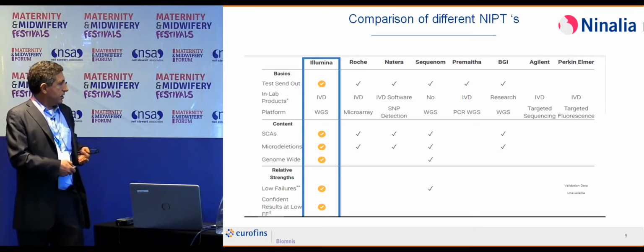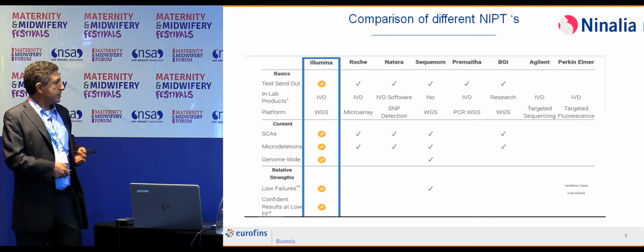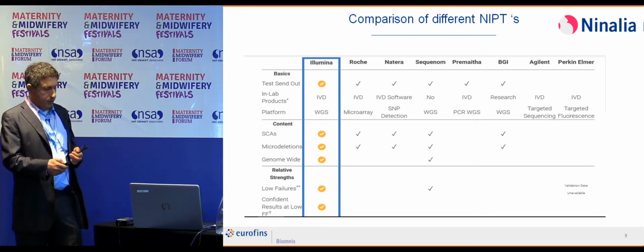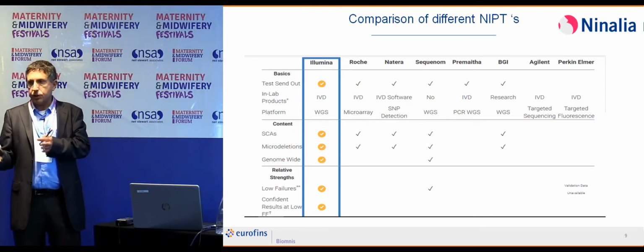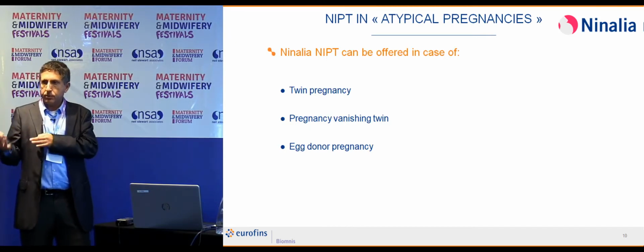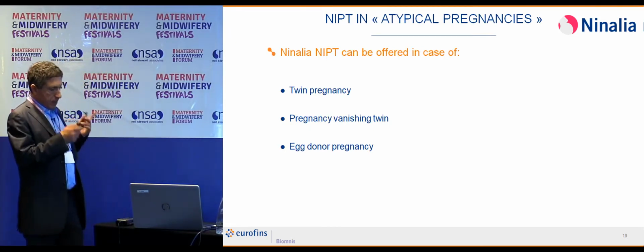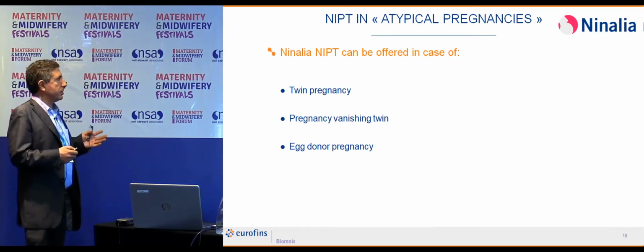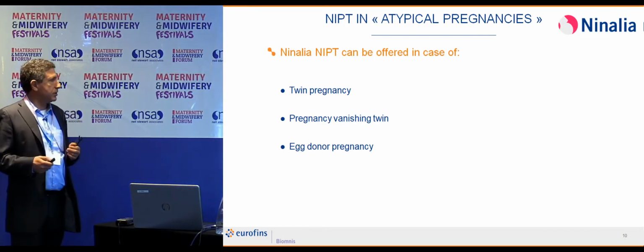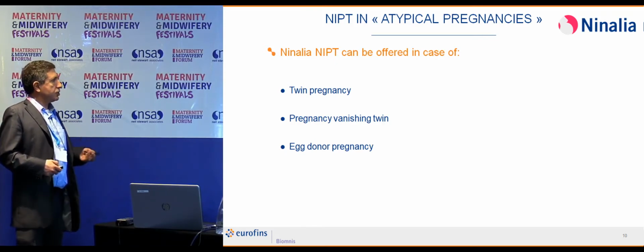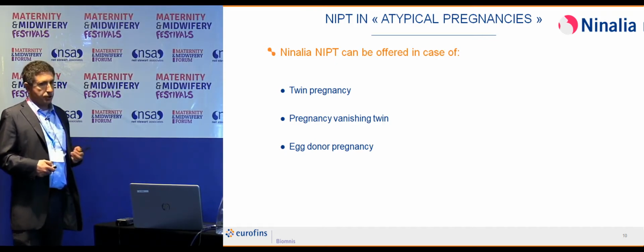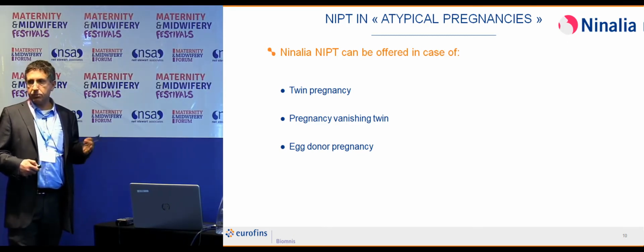And we have a very low failure rate, and the test is confident even at low fetal fraction. Fetal fraction is what I told you, the percentage of cell-free DNA coming from the fetus in the maternal blood. Our test can be offered to women with a singleton pregnancy, of course, but also with twin pregnancy, with pregnancy initially twin but with a vanishing twin, and egg donor pregnancy, which is not possible, for instance, with Natera.